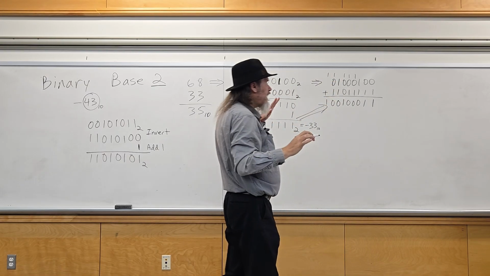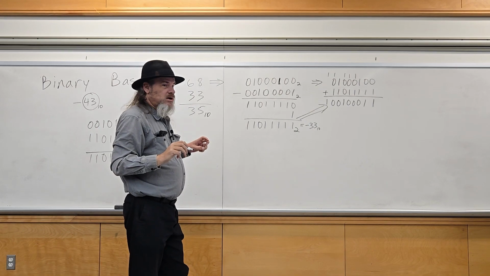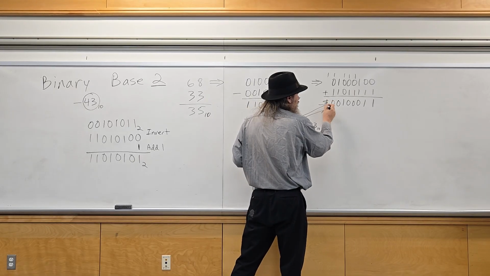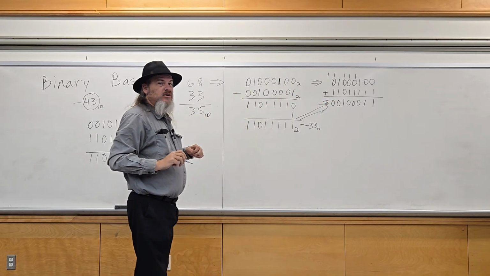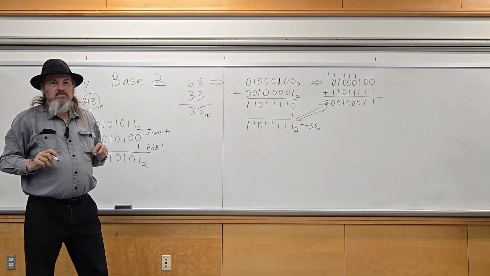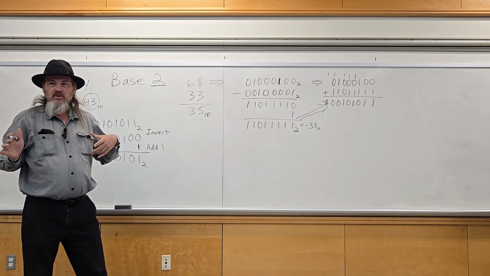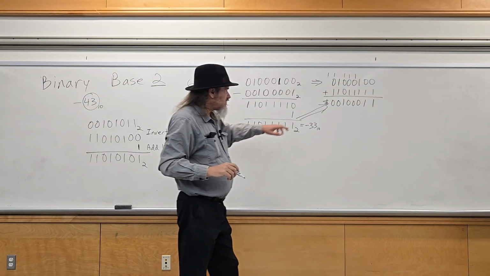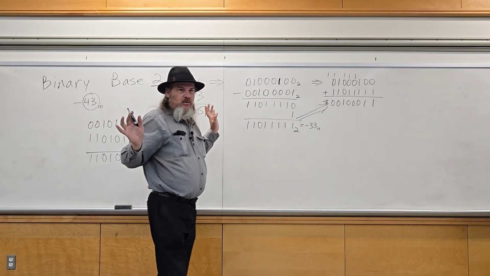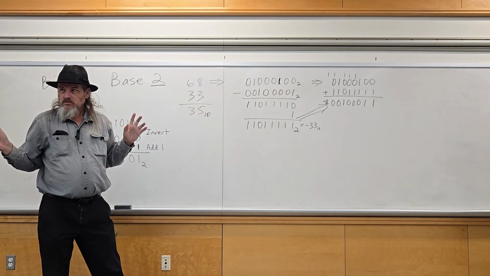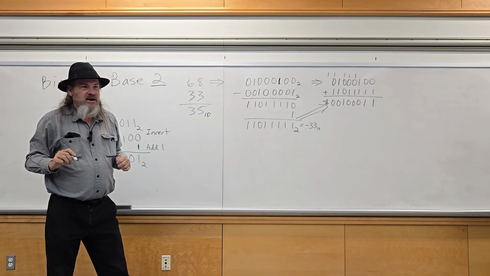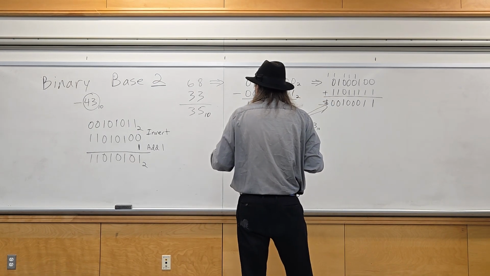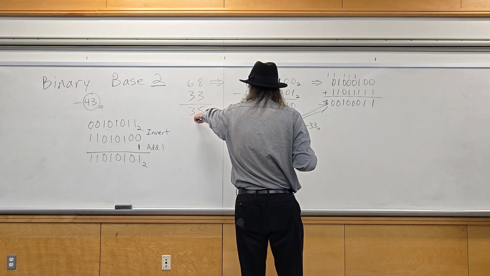But now you have 9 bits. Turns out this one is just garbage. You can ignore it. In circuitry, when we get to the adders and subtractors, this bit here is thrown out. It doesn't go anywhere. It's just an artifact of binary subtraction. So we have the result here of 35.